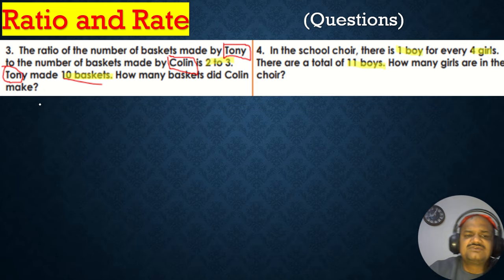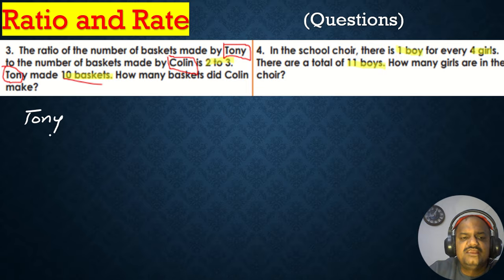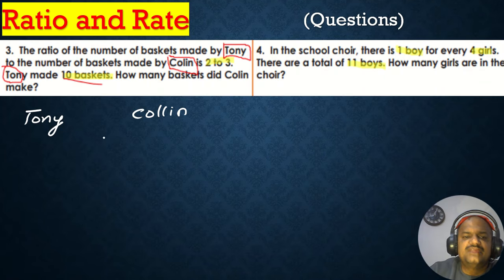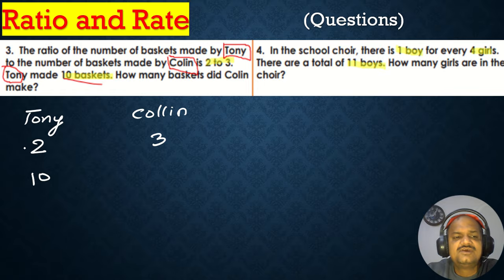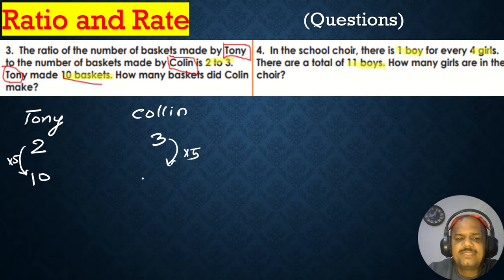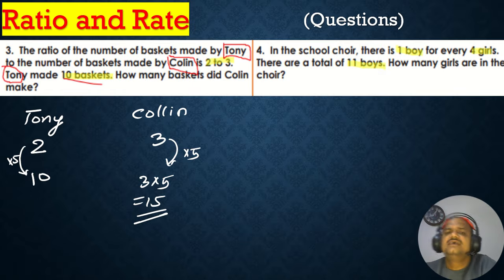Now let's talk about these two questions. The ratio of the number of baskets made by Tony to the number made by Colin is 2 to 3. So 2 for Tony and 3 for Colin. Tony made 10 baskets. So how many baskets did Colin make? This type of question will be very easy for you. How? 2 times 5 is 10, so 3 times 5 will be equal to 15. Finished.